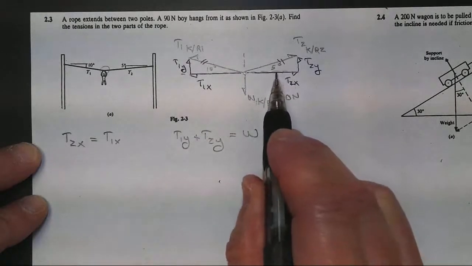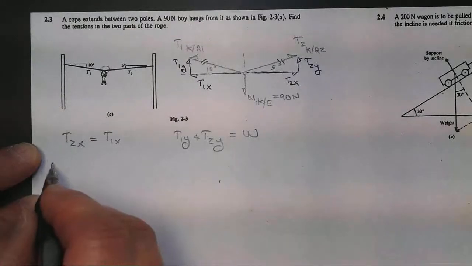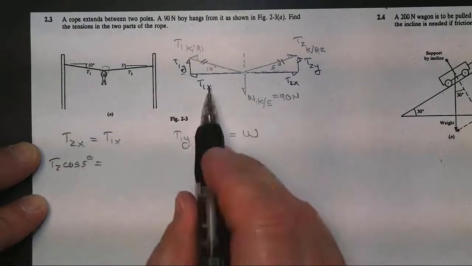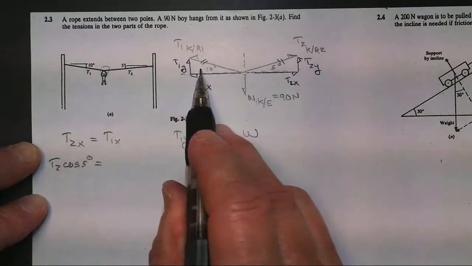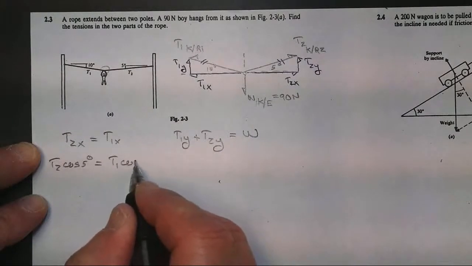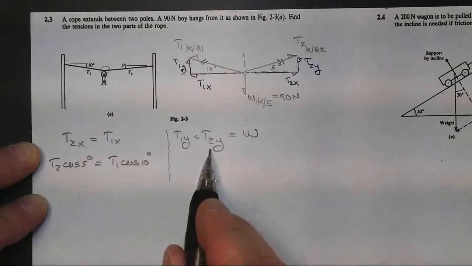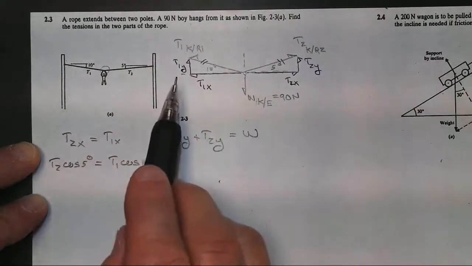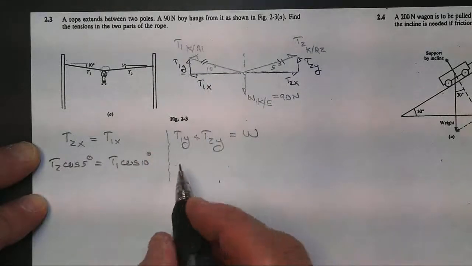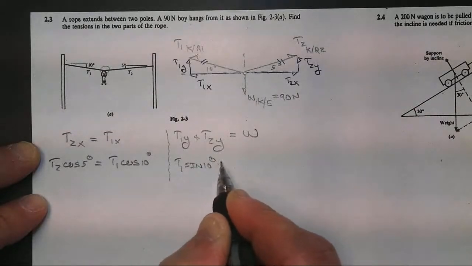T2x is the adjacent side of the right triangle with 5 degrees, so that'll be the cosine. So T2x will equal T2 cosine 5 degrees. T1x is the adjacent side of the triangle on the left with a 10-degree angle, so T1x is going to equal T1 times the cosine of 10 degrees. In a similar manner, let's get the trig for T1y and T2y. T1y is the opposite side of 10 degrees. Opposite is the sine, so T1y is going to equal T1 times the sine of 10 degrees.